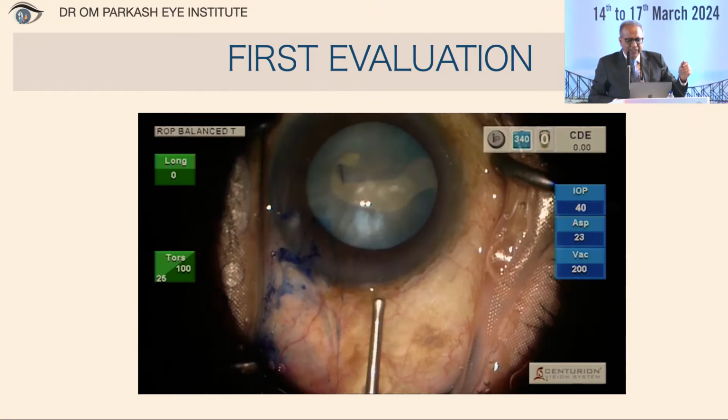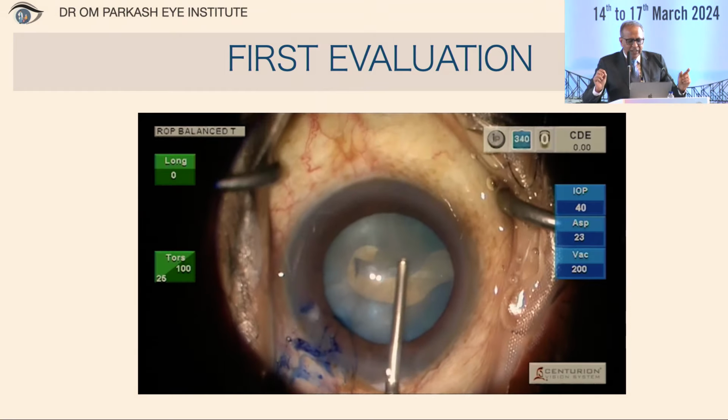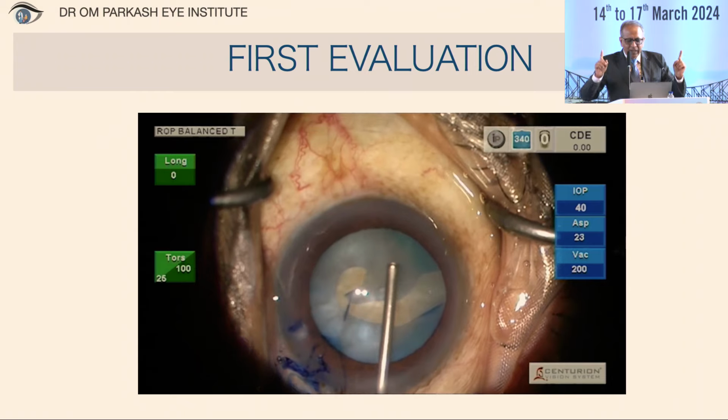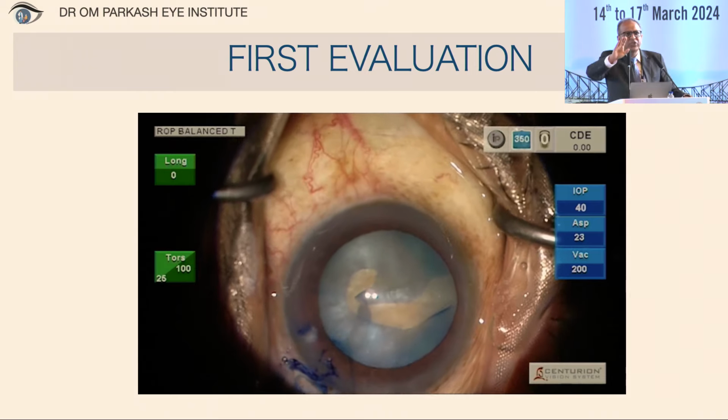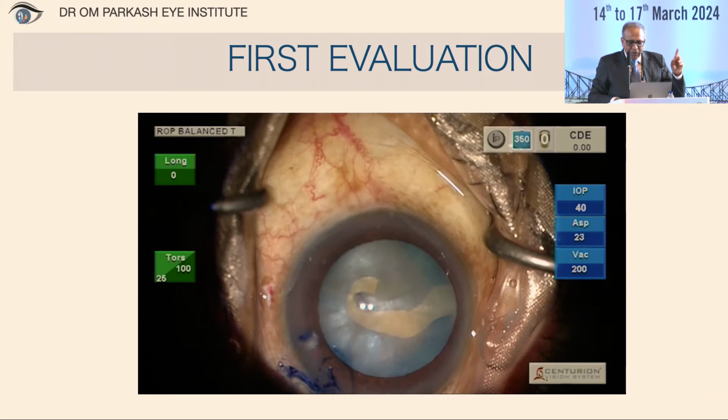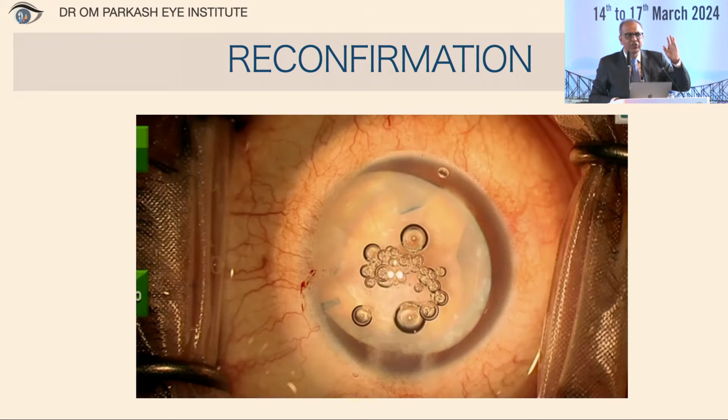Now let's see another case scenario. Visco in, flap. Could you see it evert? So this means it is pre-equatorial. First evaluation done.